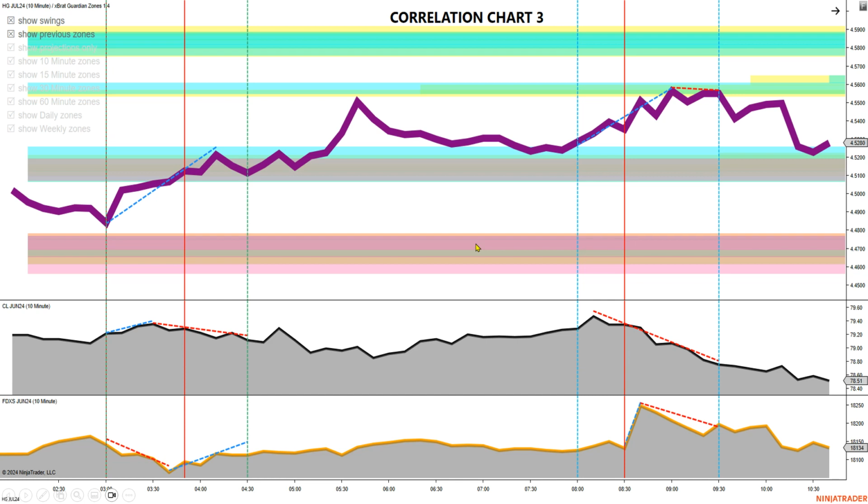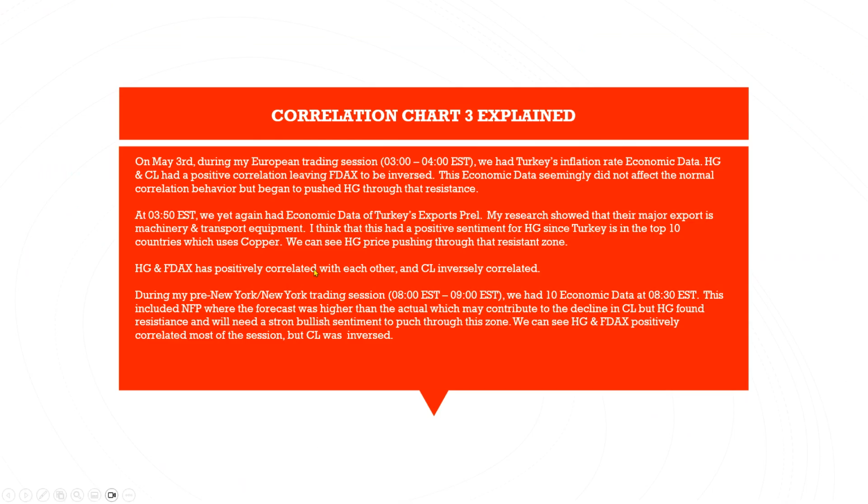A different trading day this time. Again, highlighting those correlations for me and then giving me those notes. So May the 3rd this time, European trading session, Turkey's inflation rate, economic data. We still had copper and oil positive correlation, leaving FDAX inverse. This economic data seemingly did not affect the normal correlation behaviour. Very important to understand that.